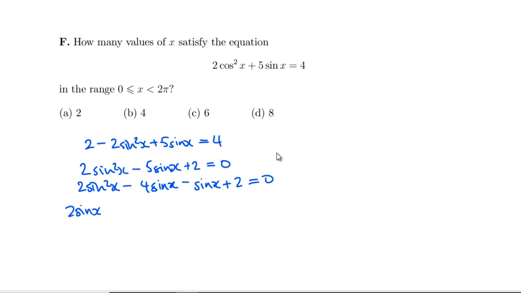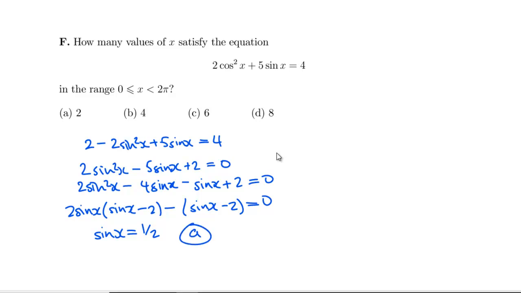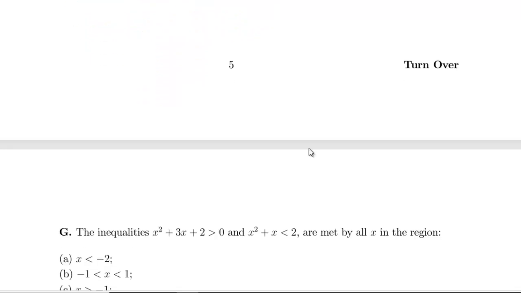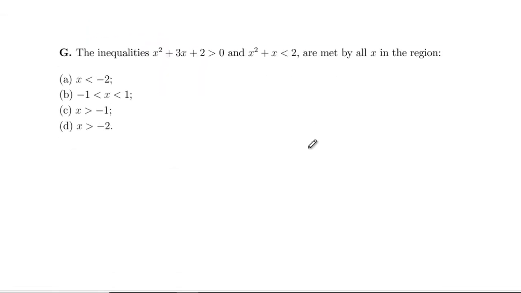2 sine x minus 2 minus sine x minus 2 is 0. So the sine x minus 2 isn't going to help, but we could have that sine x is equal to half. So I'm going to get two solutions, which is A. Well, I haven't really tested anything here so far. These have been pretty run-of-the-mill.